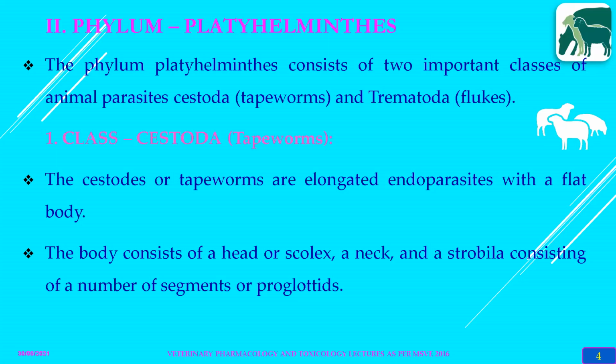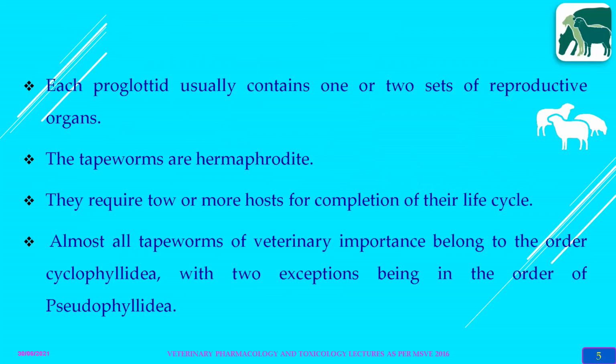Usually the body consists of the head or scolex, a neck, and a strobila, consisting of a number of segments or proglottids. You might have learned all these things, especially proglottids. Each proglottid usually contains one or two sets of reproductive organs, and the tapeworms are hermaphrodites, meaning both female and male characters are in the same worm. They require two or more hosts for completion of their life cycle.